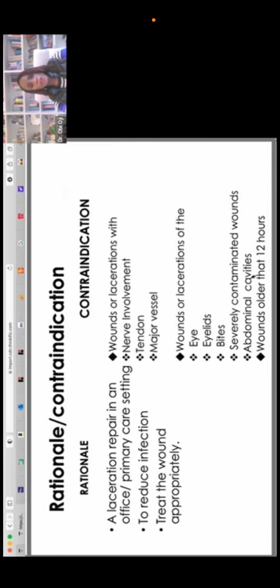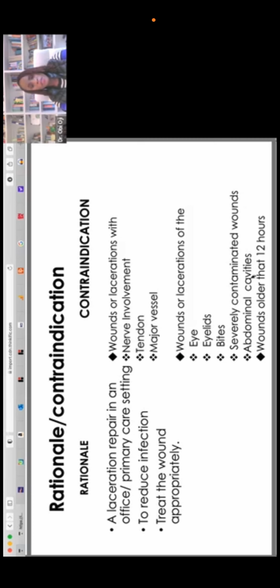So the rationale or contraindication of laceration repair is, again, to reduce infection and treat the wound appropriately, because that's our job, right? And so these are some contraindications you want to look out for. If a patient comes in with any type of wound or laceration with nerve involvement, tendon involvement, or major vessel involvement, you do not want to close these wounds. They need to be sent out.